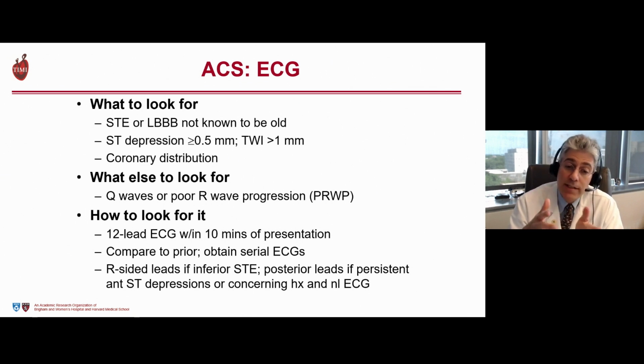And then consider right-sided leads if there's inferior ST segment elevation, to further try to characterize whether it's proximal or distal. The proximal occlusions will also cause evidence of ST elevation on the right-sided leads involving the right ventricle. And then posterior leads in patients who have persistent anterior ST depressions or a concerning history and a normal ECG, because the circumflex territory is not well covered on the standard 12-lead ECG.